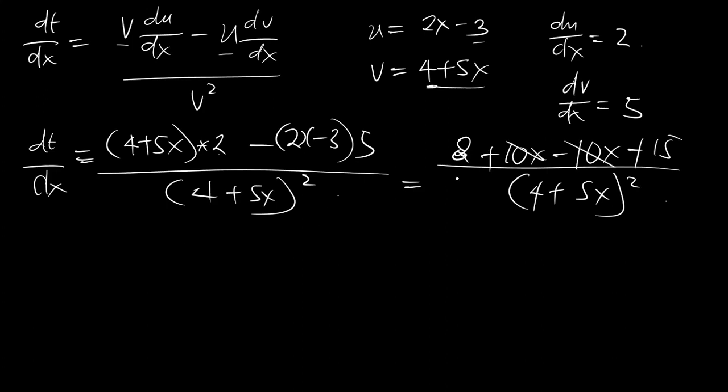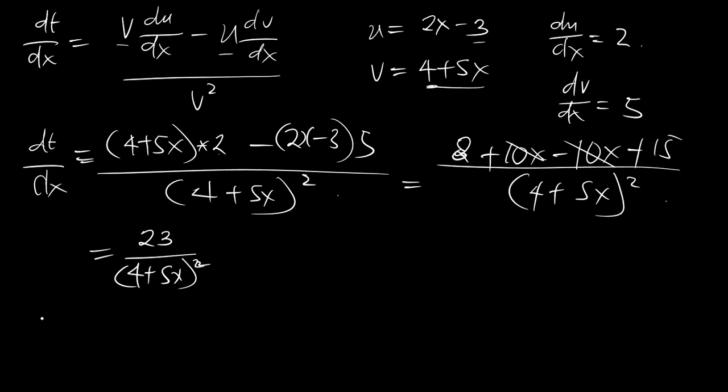So this will cancel out. You now have 8 plus 15, which gives us 23, all over 4 plus 5x all squared. So this is the value for this.